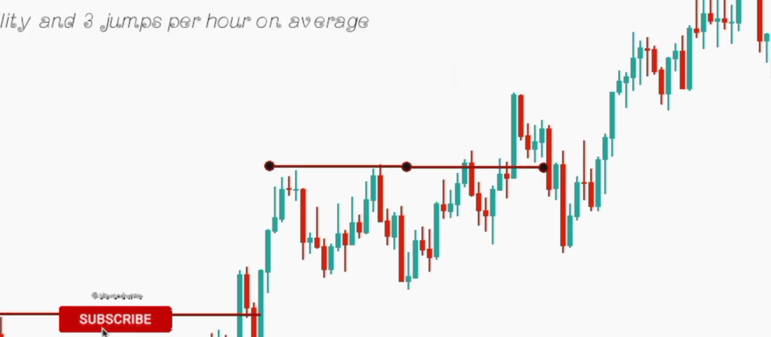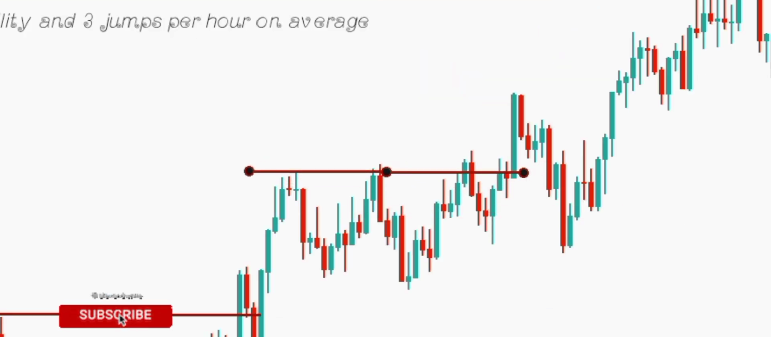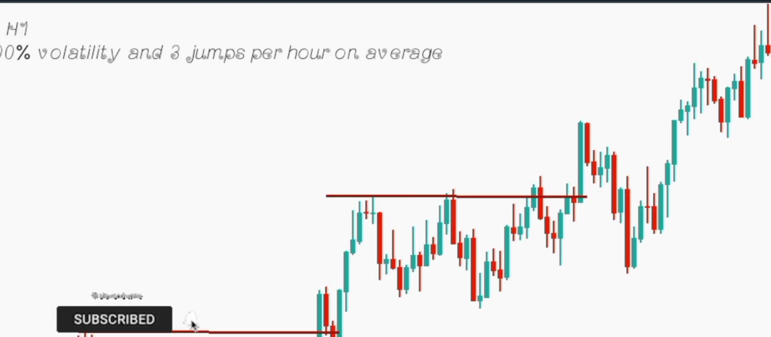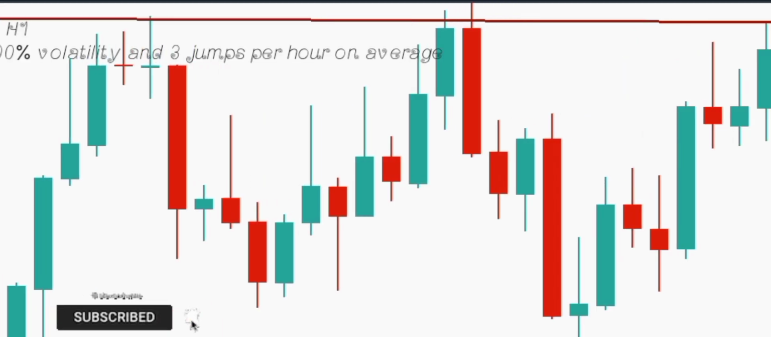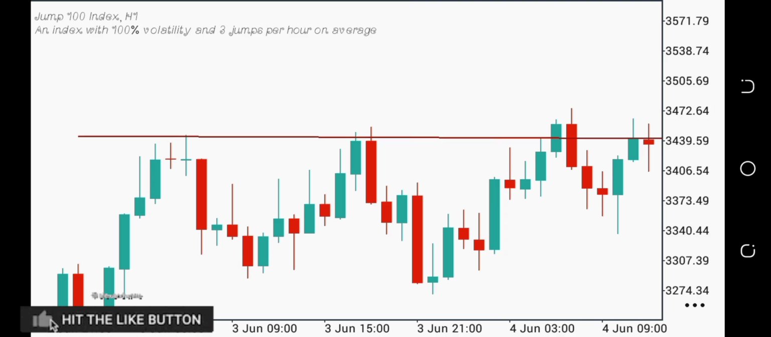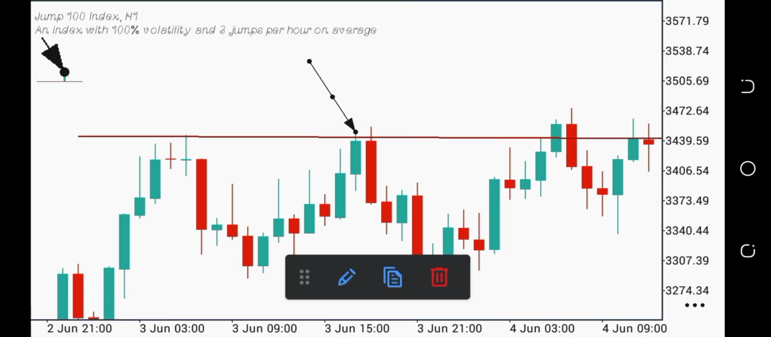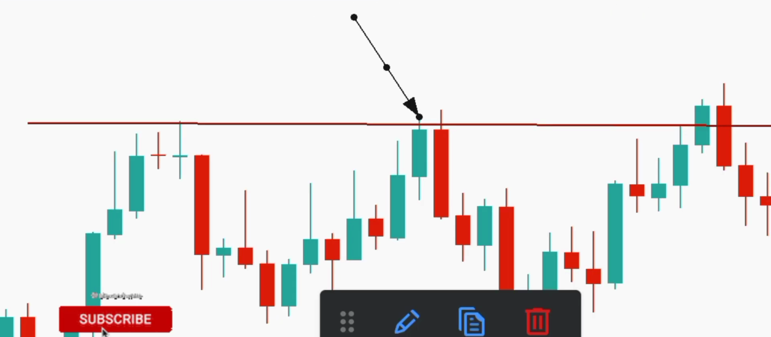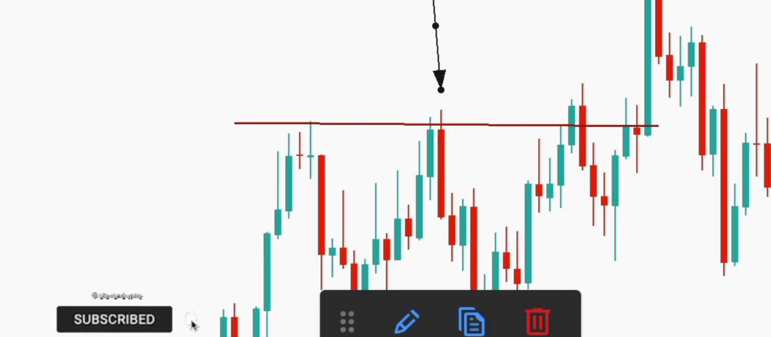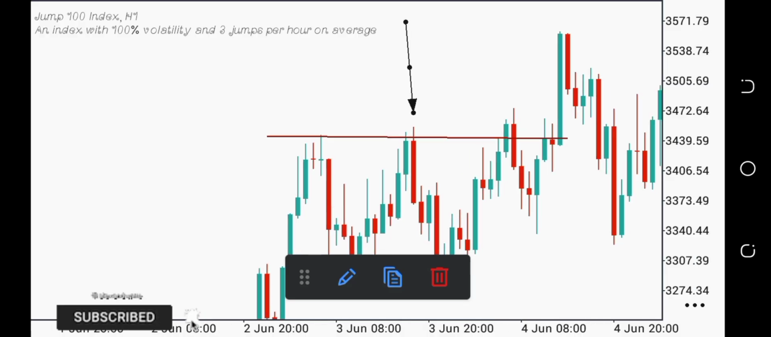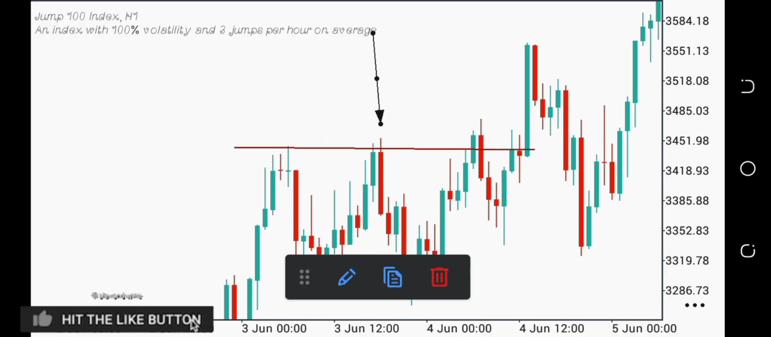Look at this. Is this a clear break of structure? Pay attention. Look at this. Is this a clear break of structure? No. Look at this right here. Is this a clear break of structure? No, this is not a clear break of structure. You see? Now, ask yourself, where did the break of structure happen?